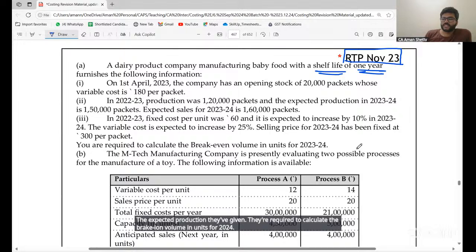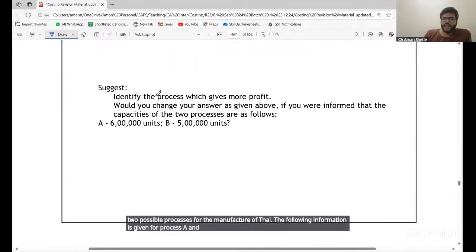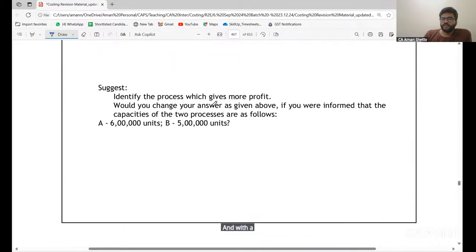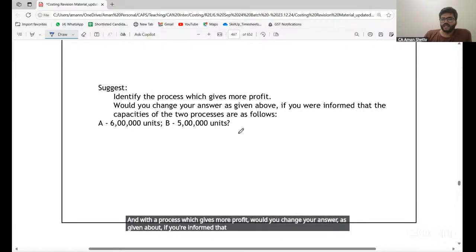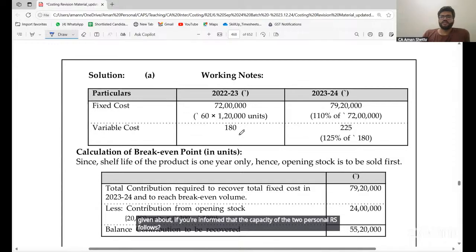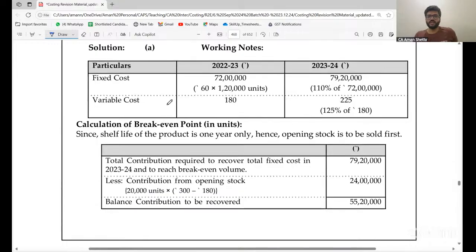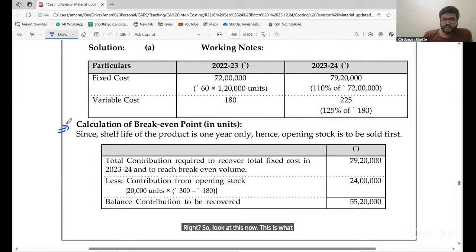MTech Manufacturing is presently evaluating two possible processes for the manufacture of tie. The following information is given for process A and B. Identify the process which gives more profit. Would you change your answer as given above if you are informed that the capacities of the two processes are as follows? So look at this now. This is what I do. Important adjustment is, everybody, are you in the class? Yes, sir.